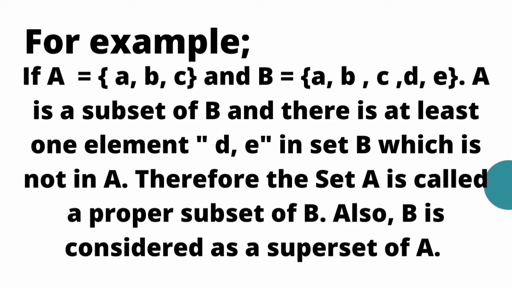For example, if A is equal to {A, B, C} and B is equal to {A, B, C, D, E}, A is a subset of B and there is at least one element, that is D and E, in set B which is not in A. So we can say that set A is called a proper subset of B. Also, B is considered a superset of A. Alright?